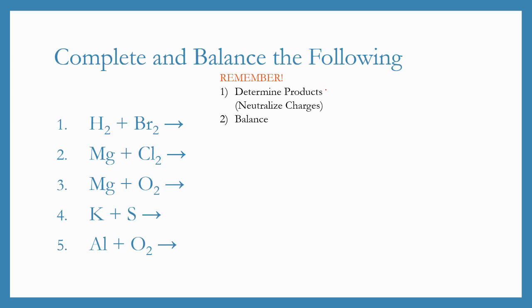You're going to first determine the products, which is going to require you neutralizing charges, and then you're going to balance. So I know when we told you to balance, we told you don't mess with the subscripts, and that's still true when you balance. However, since the first step is not balancing, you're neutralizing charges, you can mess with subscripts. So step one is determine the products.